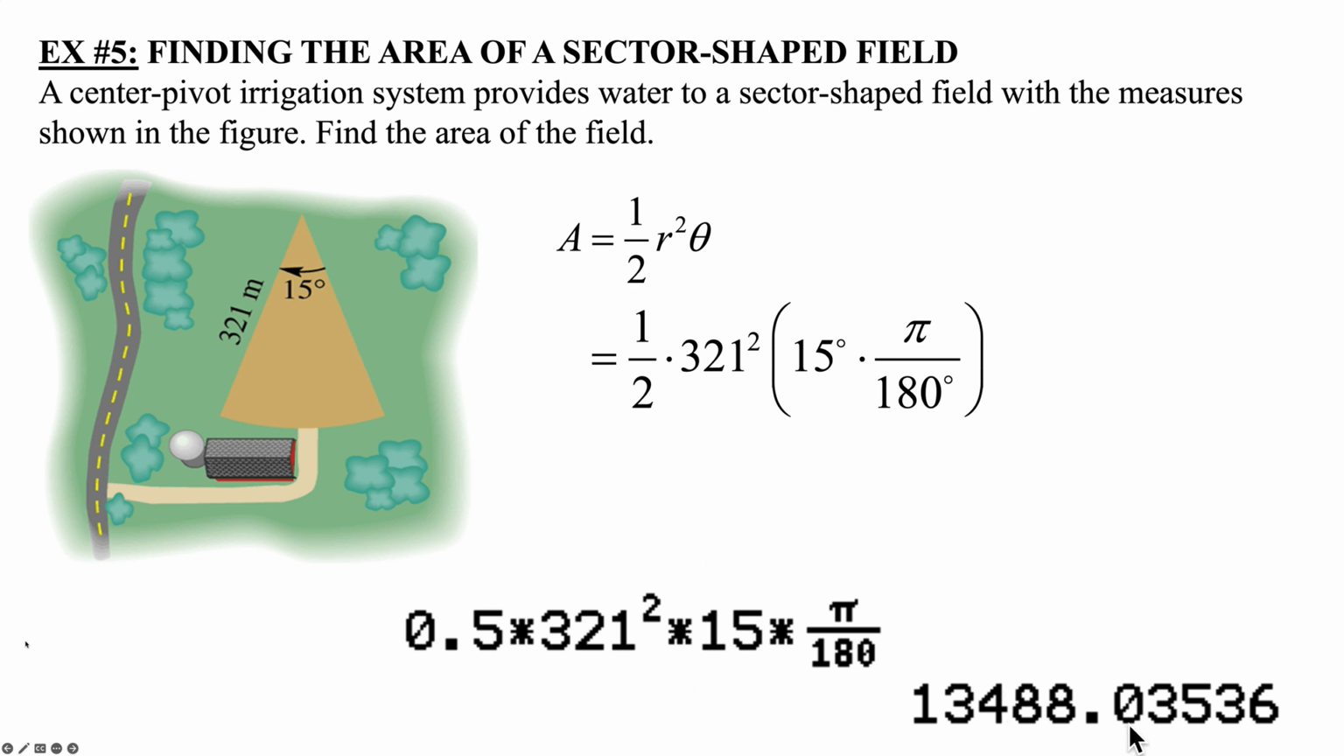Our approximation for the area of our field is 13,488. Let's see, where should we round to? 2 decimal places, 0.04. And that's going to be meters squared because there's my unit, meters. That's the linear length. Area is always measured in square units.